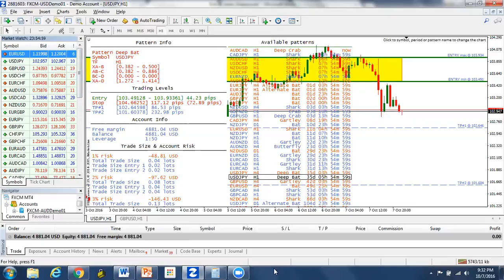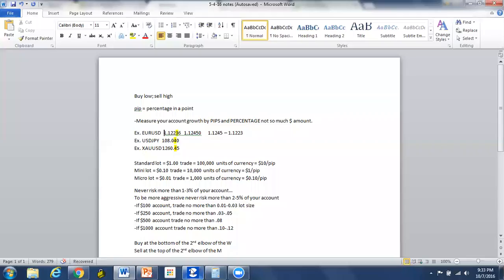Now, when you're trading any of these major currency pairs, except for the Japanese yen, the pip is the fourth digit after the decimal. So if you see prices like this, 1.12236, let's say, for example, with the euro, the 3 right here is the pip. Okay, that's the fourth digit after the decimal. That's the pip. You need to know that.